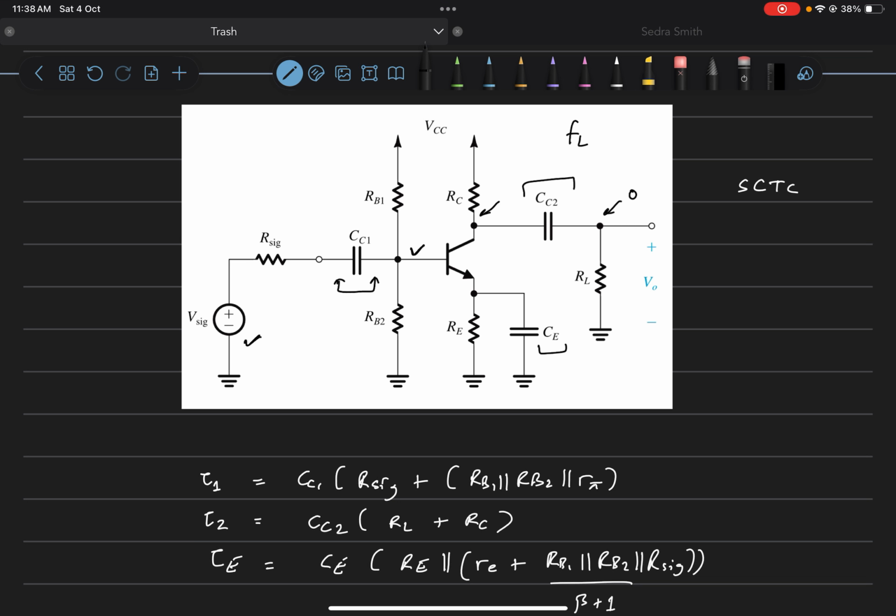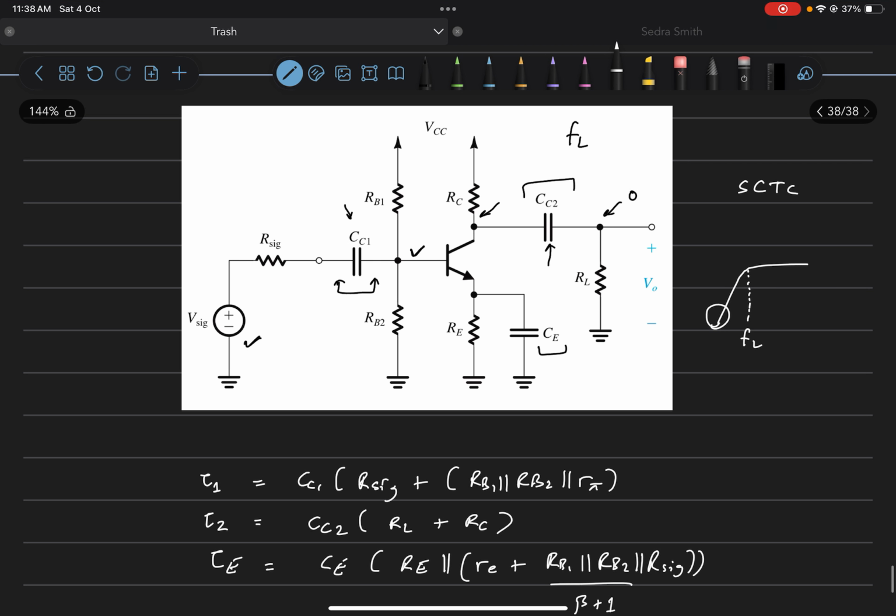So FL is limited by the decoupling capacitors. How do we find out the value of FL? The plot will look like this. There will be some FL because this circuit will not have any DC gain: at DC this will be open and this will be open, so the output will be 0, because the DC value of V6 will not be able to pass through CC1 since this is a DC blocking capacitor. So we'll have a frequency response that looks something like this because we will have 0 gain at DC.